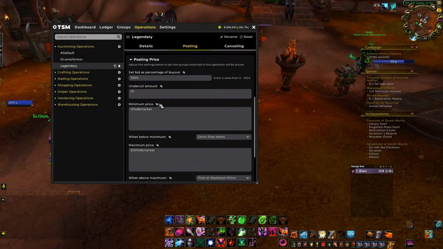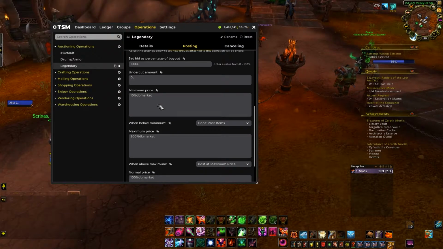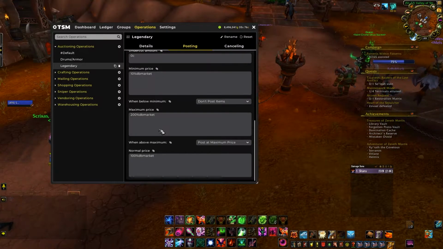Here's bids, the undercut amount. My minimum price is 10% of the market. 200% is the max, and then the normal price, of course, there's always these items for sale, so it doesn't end up applying.